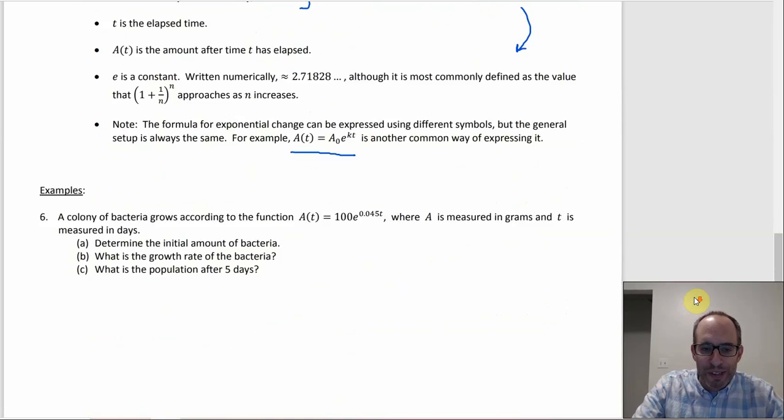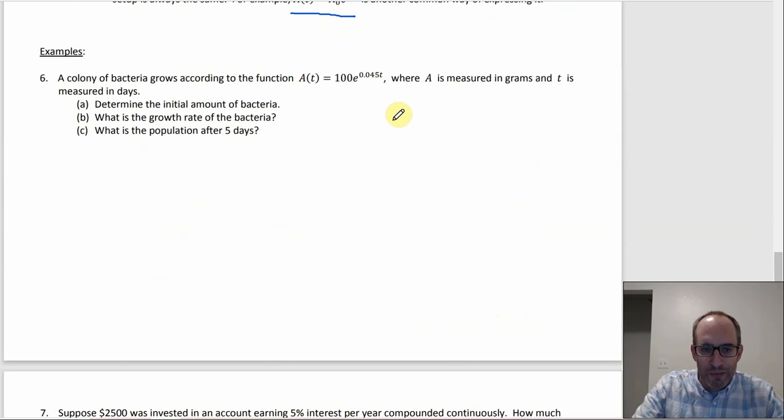All right, so number 6, we've got our function for the growth of a colony of bacteria. A of t equals 100 e raised to the 0.045 t. So A, the amount, is measured in grams, and t is time measured in days.